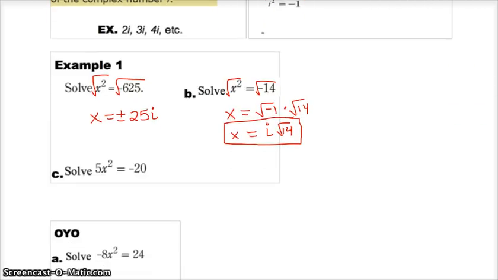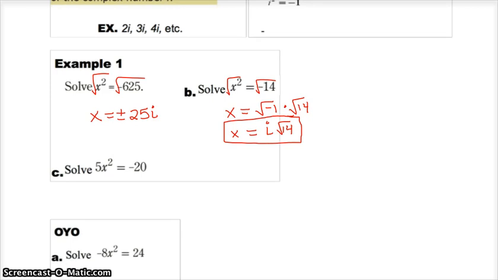Let's try another. When solving 5x squared equals -20, I will first divide both sides by 5. That leaves me with x squared equals -4. I take the square root of both sides, and since I'm taking the square root of a negative number, my answer will have i in it. My final answer is x equals plus or minus 2i.